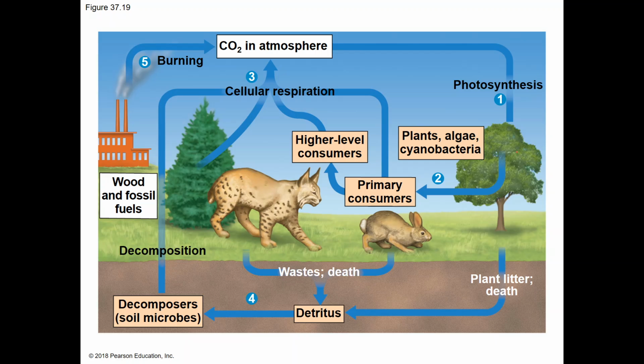And then those organic molecules are passed along the food chain by consumers. So we have these primary consumers that are feeding on vegetation. And then cellular respiration by producers and consumers returns carbon dioxide. We all breathe out carbon dioxide. One of the waste products of cellular respiration is CO2. So some of that carbon makes it back into the atmosphere as CO2, which can then re-enter the cycle.